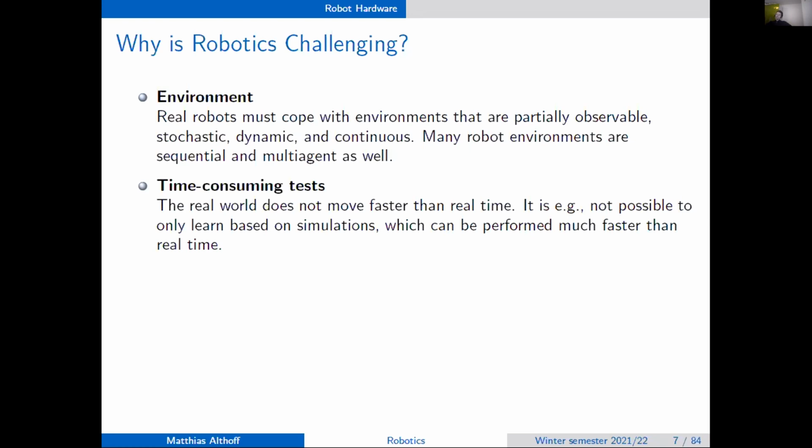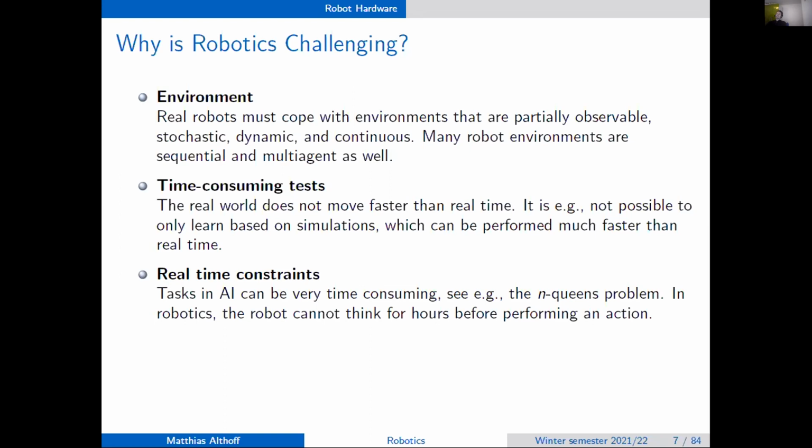And it's not only that the tests are time consuming, but another problem is that they have to be real time capable. So many tasks are time consuming, like the n-queens problem, or constraint satisfaction, logics, probabilistic reasoning. But you cannot just wait forever, because if the robot should interact with humans or do a task, it has to be real time capable. It shouldn't just stand there and compute for an hour and then perform an action.